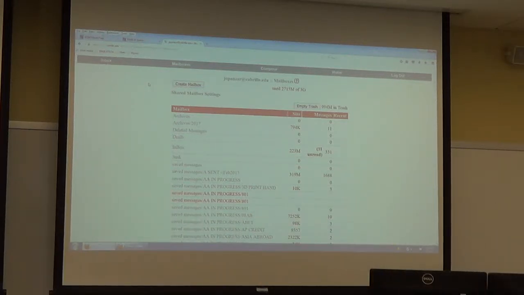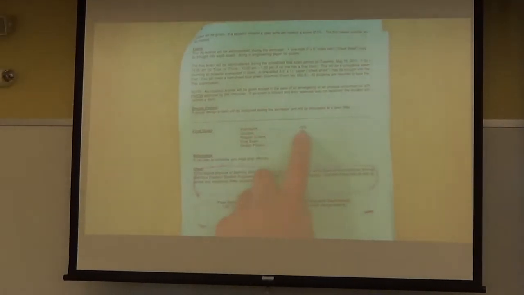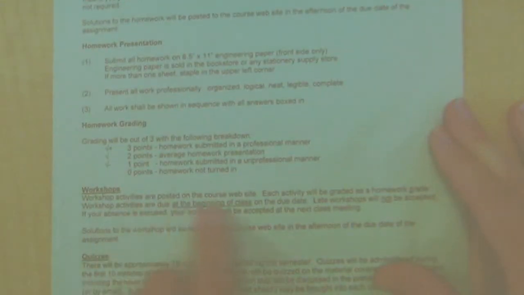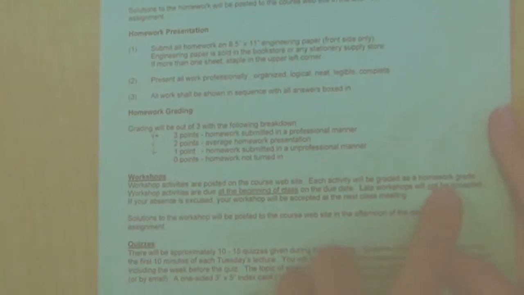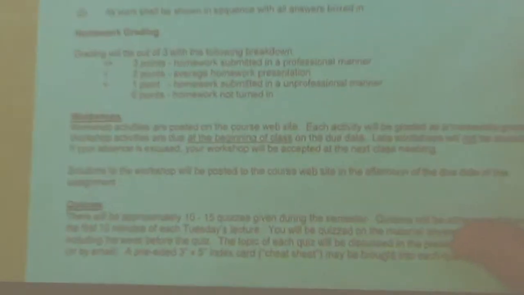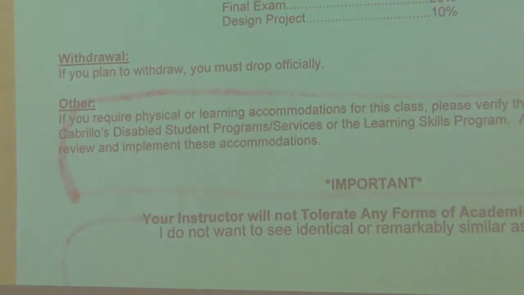So how does that impact you? If you look at the grading, 15% of your grades is your homework and your workshop. If you look on the workshops, it says that they're counted as a homework grade. So the homework and workshop grade is 15%. I probably should write workshop grade.